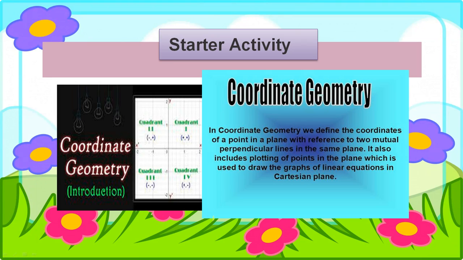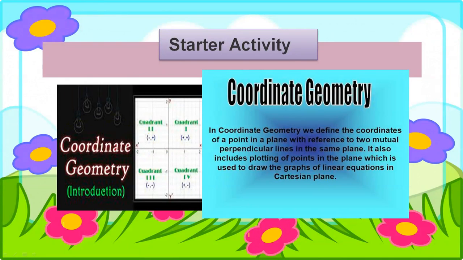First of all, we have to understand the concept of coordinates. Coordinates of a point, where we have to plot. These are the coordinates of a point in a plane with reference to two mutually perpendicular lines. What are coordinates in coordinate geometry? Why are they using this word?